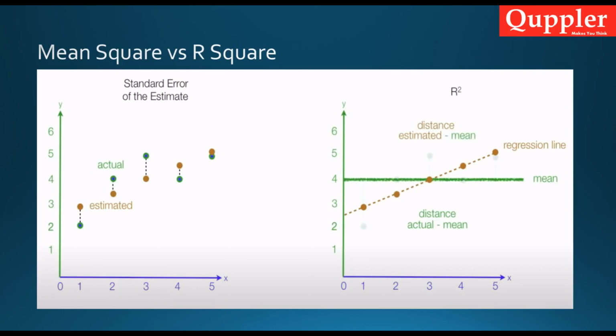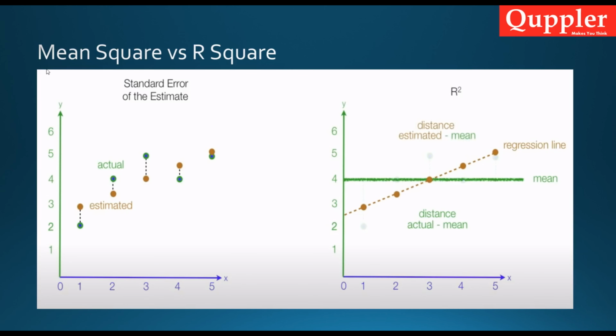So by now we had already understood that this linear regression model predicts the continuous variable and completely relies on polynomial. So the fewer outliers we have in our data set, the more accurate our model is. Let's see the difference between mean square versus R square.